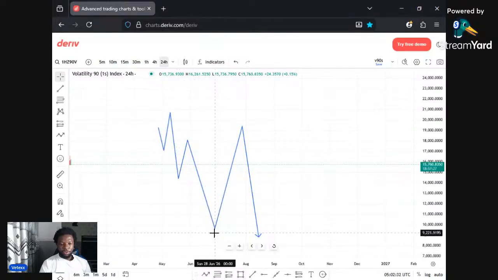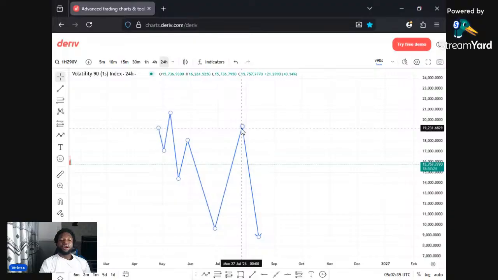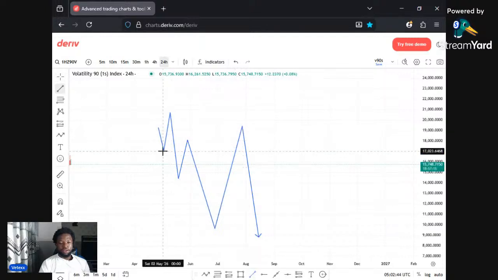And price then returns back into this POI to take out this structural liquidity and continue in the opposite direction. So this is basically what we trade every day.